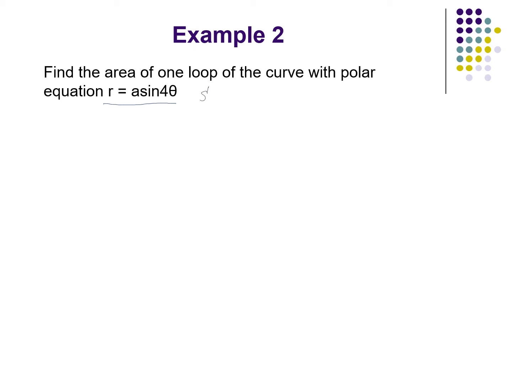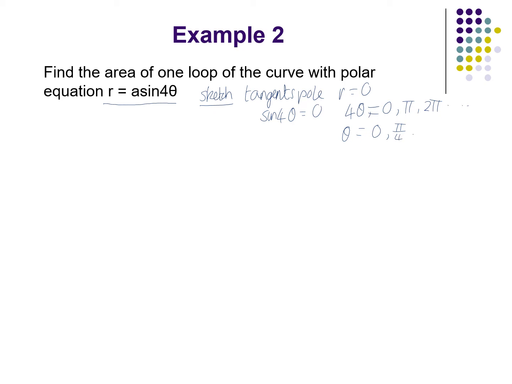So again, I'm going to do a really quick sketch, and the first thing I'm going to do is look at my tangents to the pole. Remember what they are, where r is 0. So I'm solving sine 4 theta is 0. I'm going to get a few answers. 4 theta equals 0, pi, 2 pi, and quite a few more. But I'm only going to need the first couple to enable me to sketch this. So my first tangent to the pole is 0 and my second one is pi by 4.